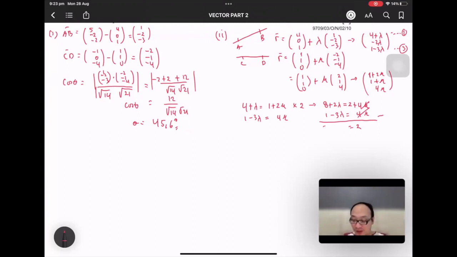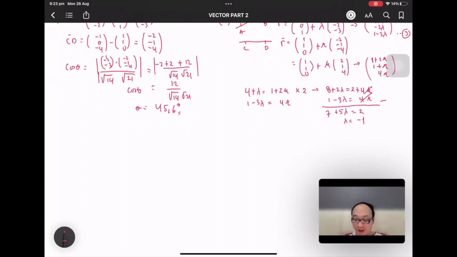8 minus 1 is 7, and 2 minus -3 is 5 lambda. So lambda here is equal to -1. If lambda is -1, I can find mu. So I put it here, 1 minus 3 times -1 equals 4 mu. So 1 plus 3 equals 4 mu. So 4 equals 4 mu and mu equals 1.